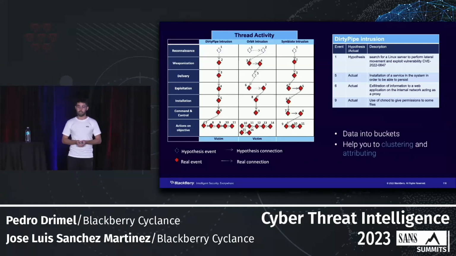So as I said before, what we are trying to do here is get the data into buckets in order to focus on some specific kill chain phase and get the information on what the threat actor was doing in that specific phase. This can also help us with clustering and attributing in the future in our CTI processes.